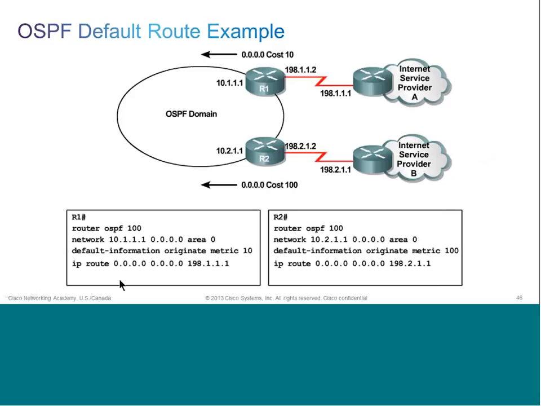So you're going to notice when you look at this down here, you've got an IP route, a default route, pointing in router 1 to 198.1.1.1. And in router 2, it's pointing to 198.2.1.1. So that's your default route. Now, if you want to share that, so router 1 and router 2 have this information. If they want to share that with the rest of the OSPF domain, you will have to put in the command default-information originate. The metric 10 or metric 100, that is an optional piece of that. That can be added if you wish.